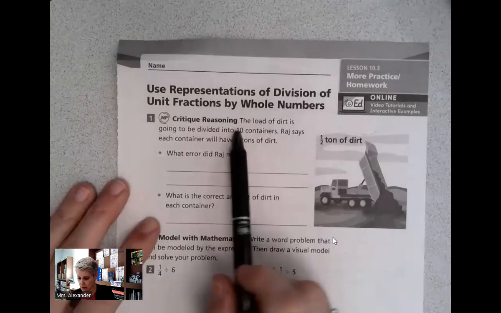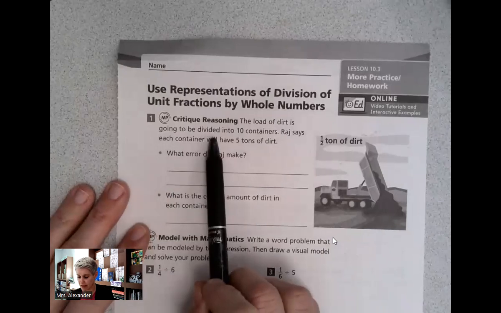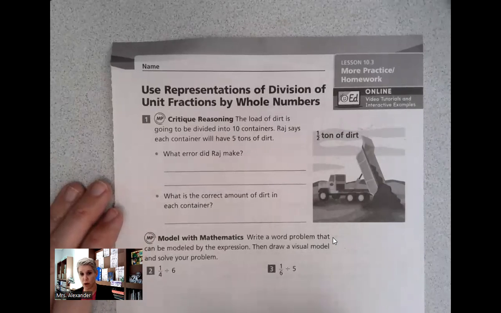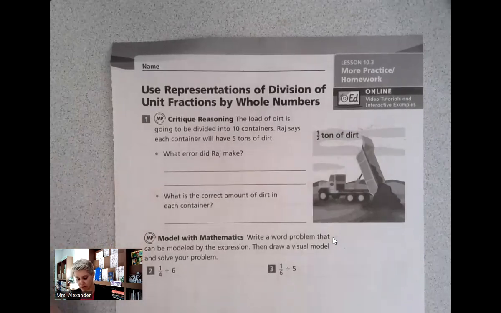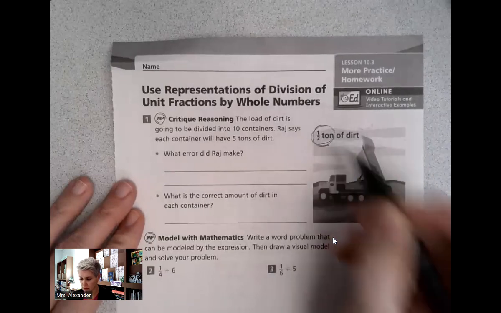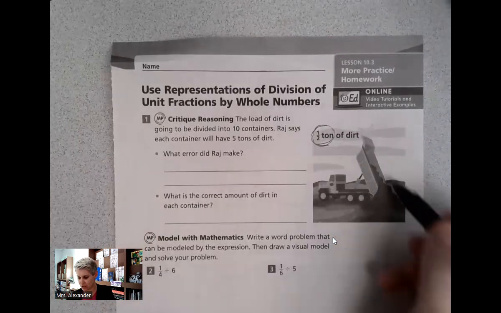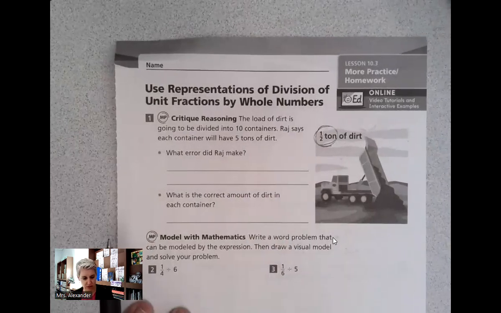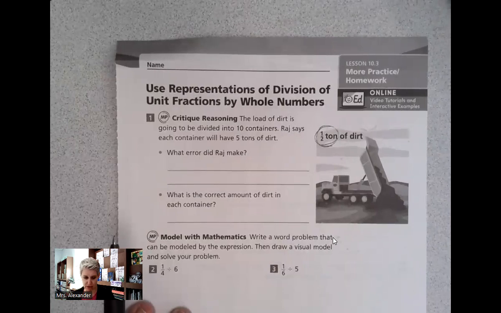It says the load of dirt is going to be divided into 10 containers. So we're using this picture to help us. Raj says each container will have 5 tons of dirt. What error did Raj make? He said each container will have 5 tons of dirt. How much are we working with here? If we have a half a ton of dirt, can each container hold 5 tons of dirt? Raj's answer is not very reasonable.